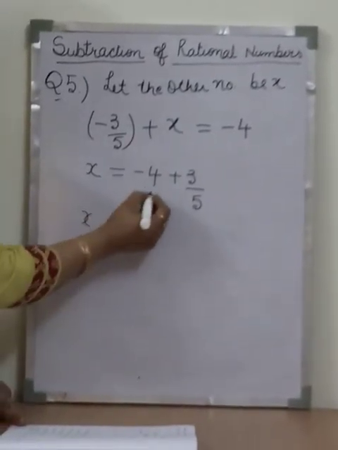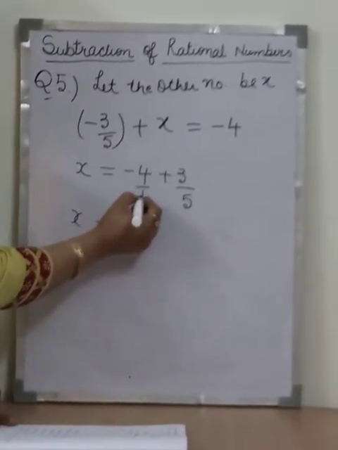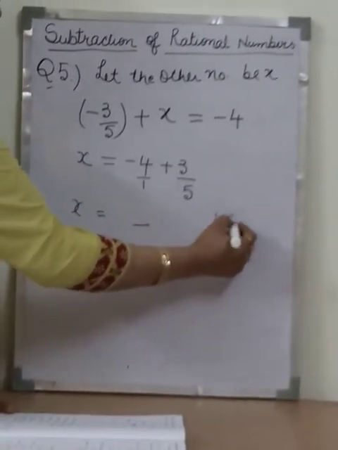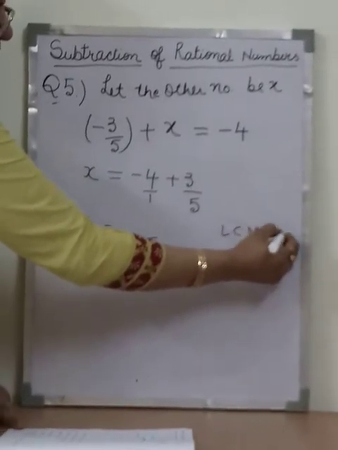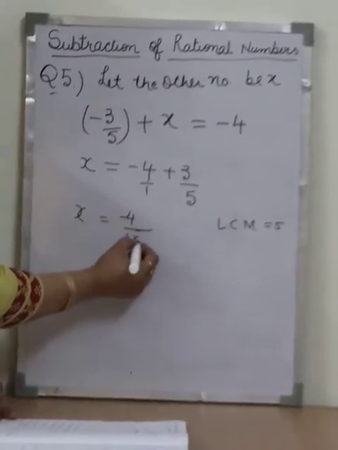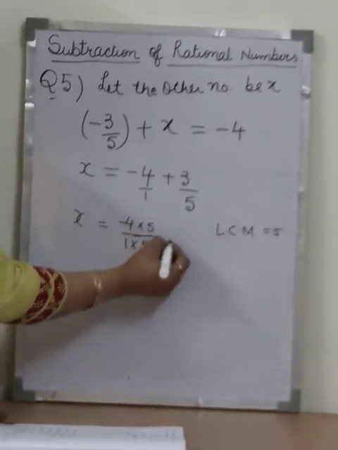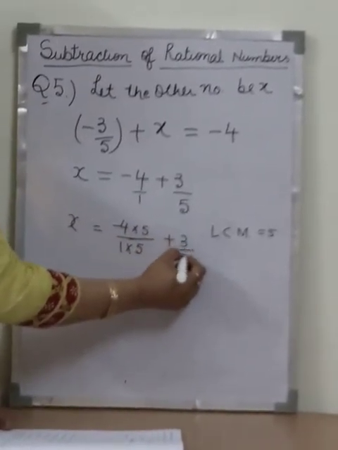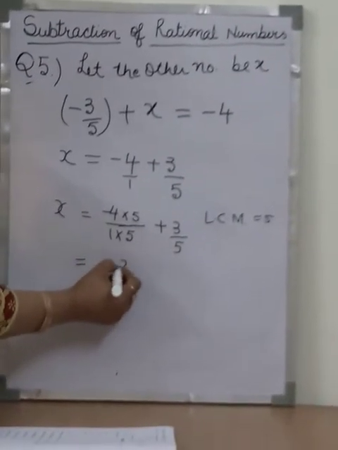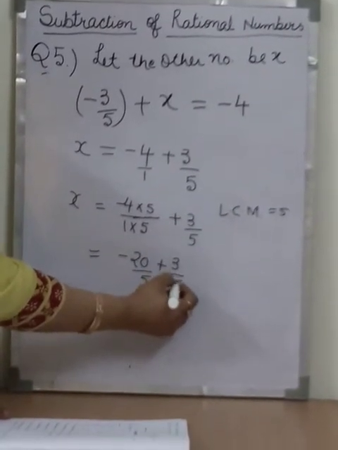Now nothing is in the denominator, then it is 1. Okay. So this is for you to make you understand better. Otherwise, no need of writing 1. LCM of 1 and 5 is 5. So what should we multiply with 1 to make it 5? It is 5. So we multiply 5 in the numerator as well. Already 5 is there in the denominator. So what we get? Minus 20 upon 5 plus 3 by 5.